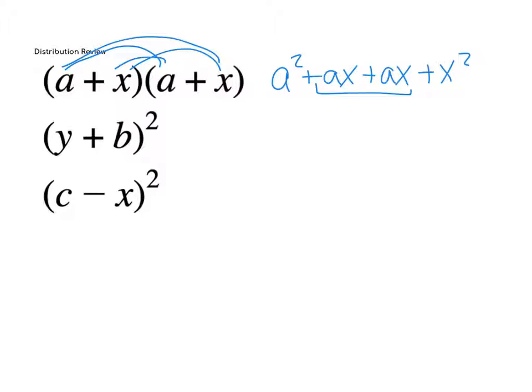Often, we can kind of shortcut if we know these are the same and end up saying a squared plus 2ax plus x squared. This is a distribution pattern for perfect squares that we can use if we notice that it's happening.